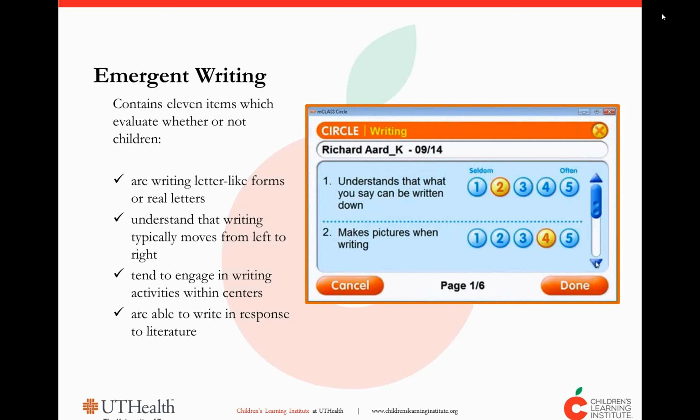The emergent writing is 11 items that really has the teacher pay close observation and understanding of how the child is progressing from the beginning of the year skills to middle of the year to then mid, late spring in their ability to make letter-like forms, moving to real letters, etc.